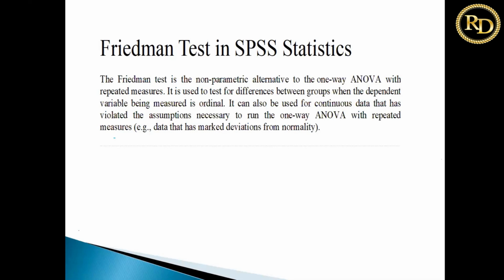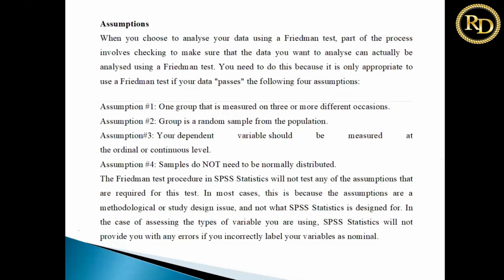So here we use the repeated measures. This is an alternative to the repeated measure ANOVA. When non-normality is there, we apply this non-parametric equivalent to the repeated measure ANOVA, that is the Friedman ANOVA or Friedman test. The assumptions are almost the same as those we use in non-parametric tests. So let us see.